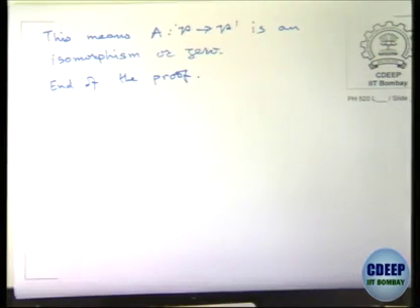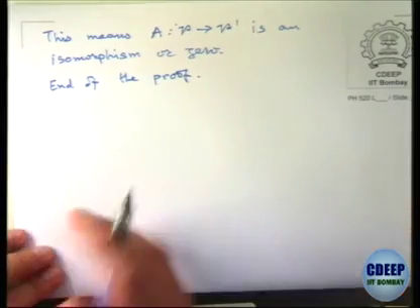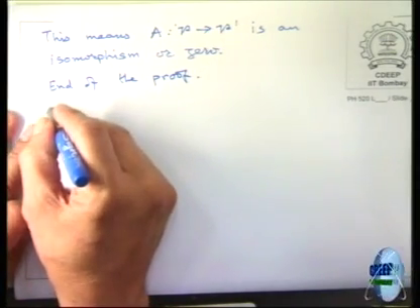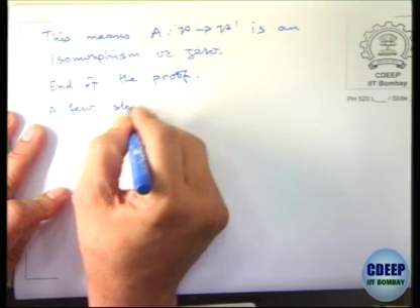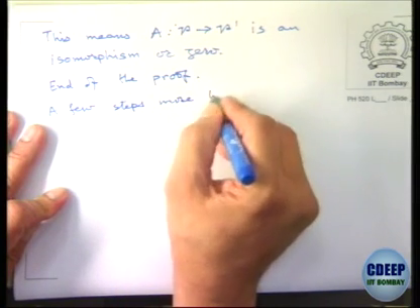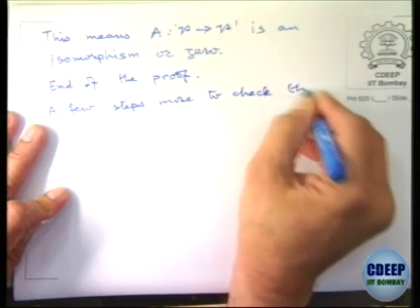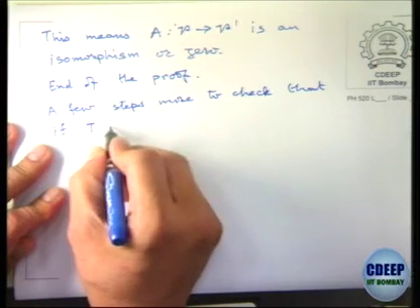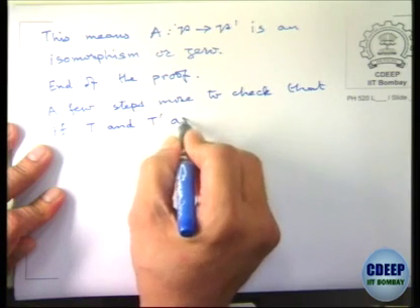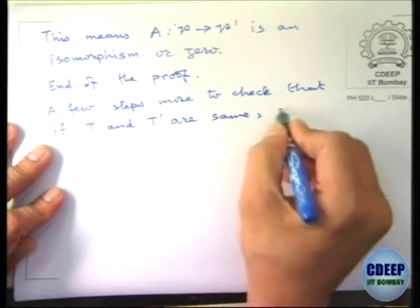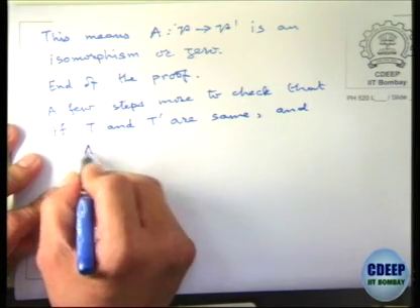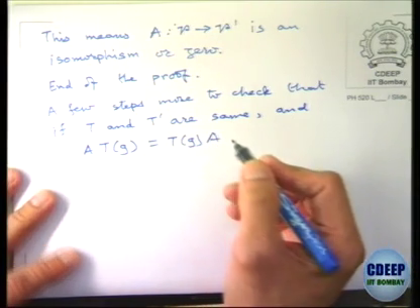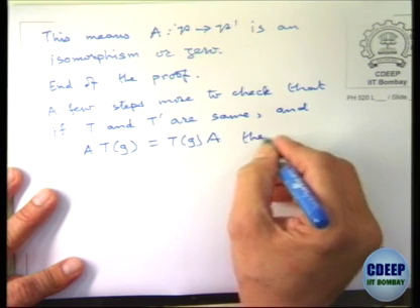And actually a lot of people, proving that it is identity can be a few steps more. To check that if T and T prime are the same, and A T g is equal to T g A, then such A is proportional to identity.